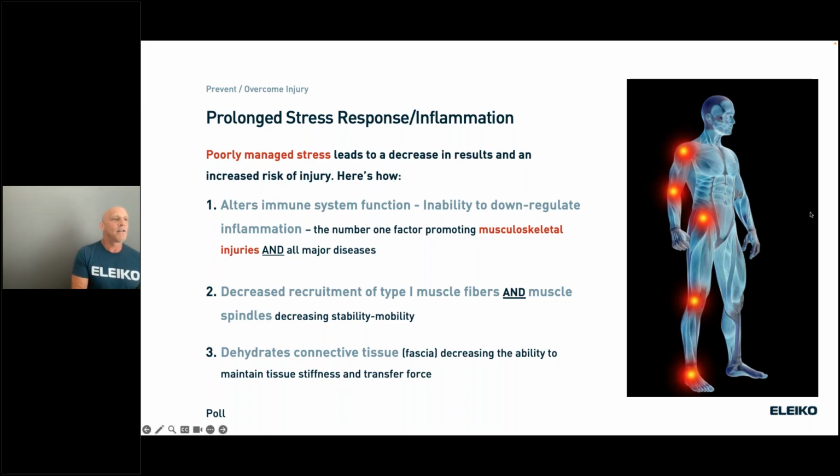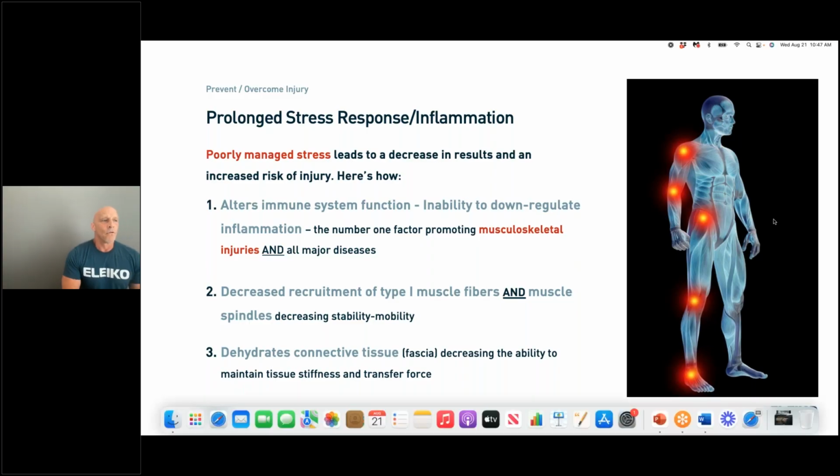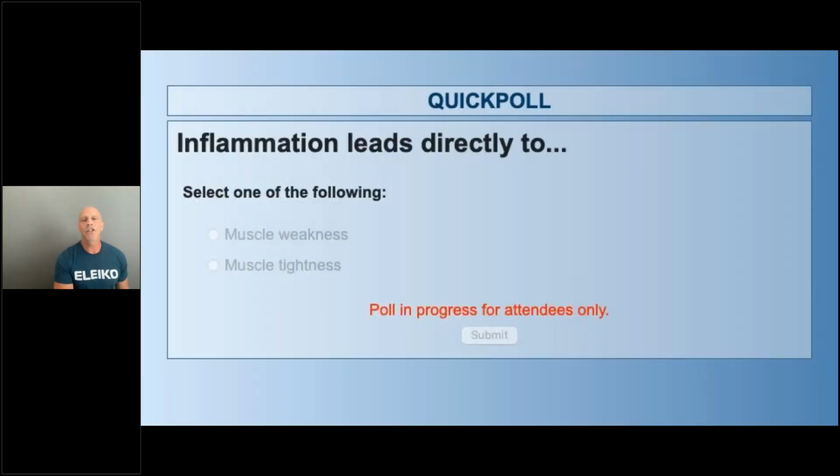So that being said, just to make sure that we're all on track here, what I want to know from you guys is, real quick pop quiz. Inflammation leads directly to what? Muscle weakness or muscle tightness? Okay, interesting. So we have a 60-40 split. 60 percent of people said muscle weakness, 40 percent of people said muscle tightness.